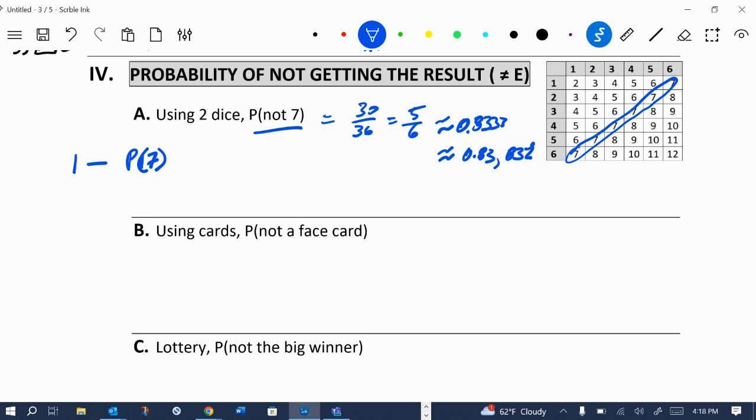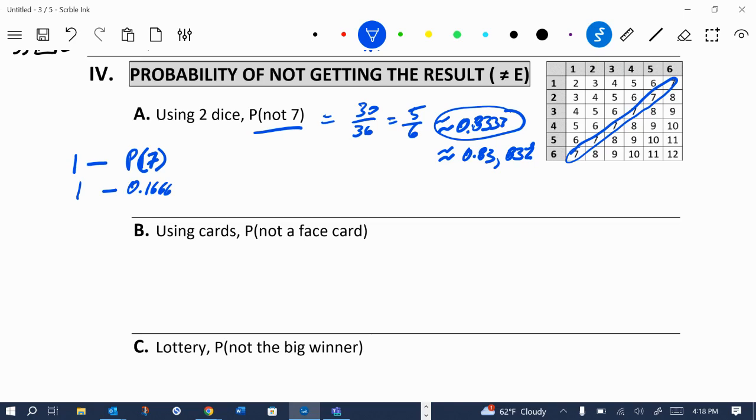Now, the other way that this could be done is to do 1 subtract the probability that you actually do get a 7. Because with this decimal here, that's the probability of not getting a 7. If we did the probability of getting a 7, that was 6 over 36, or 1 divided by 6, which is 0.1666, and it goes forever, so it's an approximation.